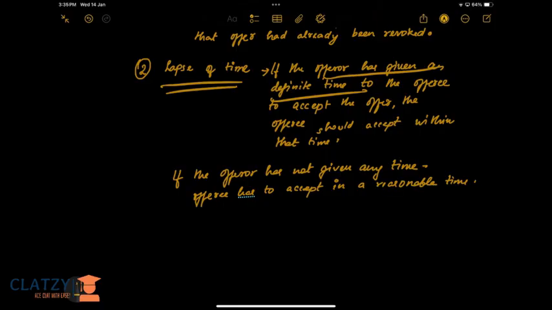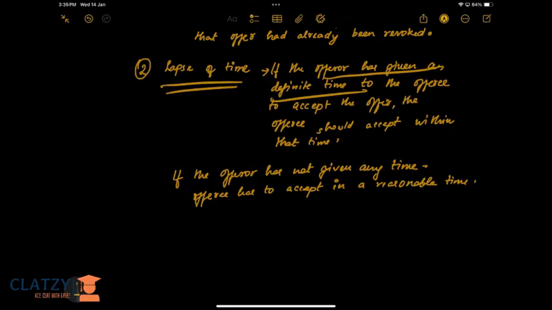Okay, so if I want to sell my pen to you and I make an offer to you, but I don't mention the time within which you have to give your acceptance, and you give me your acceptance after a month, question: has your acceptance been given in a reasonable time? The answer will most likely be no, because I, as an offerer, cannot be expected to wait for 30 days to get your acceptance. Reasonable time in this scenario would have been a few seconds to a few minutes and not 30 days. Okay, so that is the case when an offer lapses due to expiry of time.